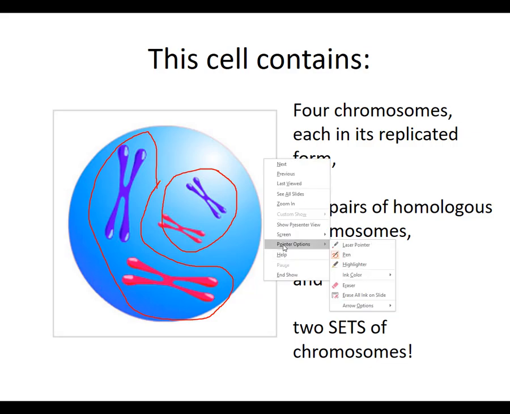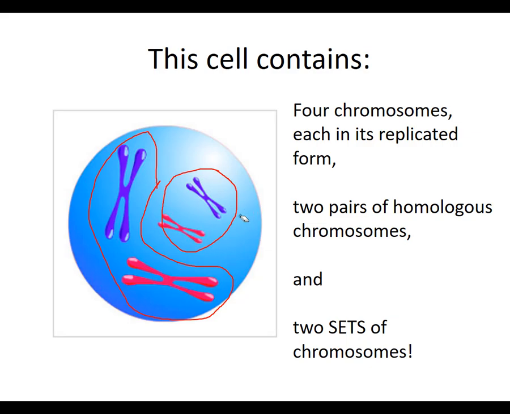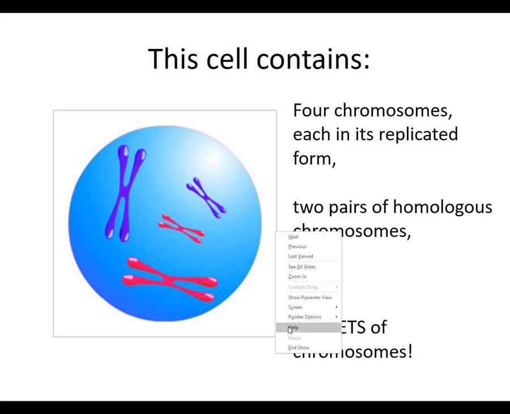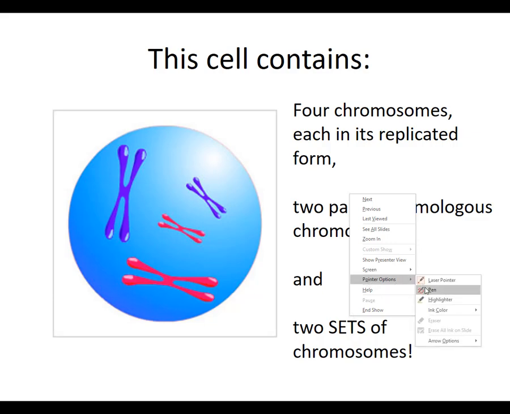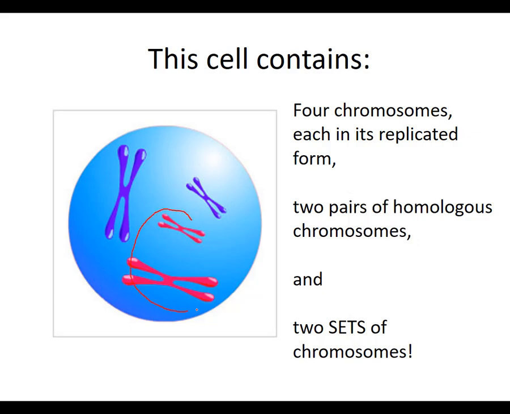Now, we also have chromosome sets, and sets of chromosomes are different than pairs. A set of chromosomes would mean one set would be a single copy of each kind. So in this cell you have a big chromosome and a little chromosome that make up a set. And the other big and little make up the other set.